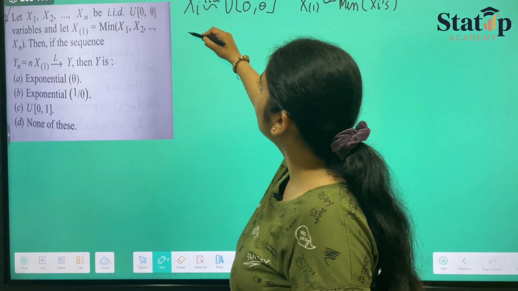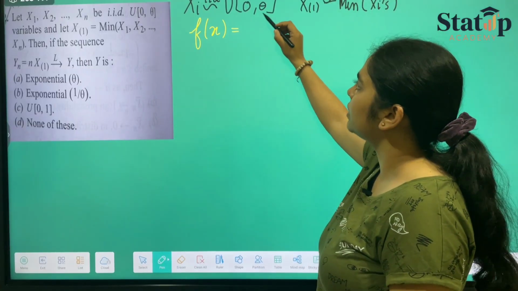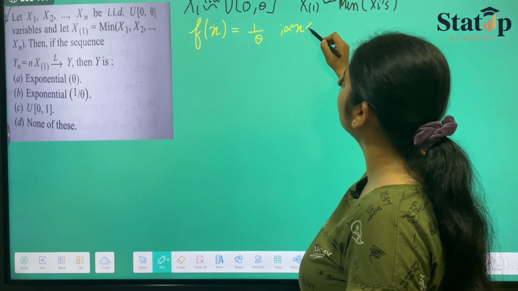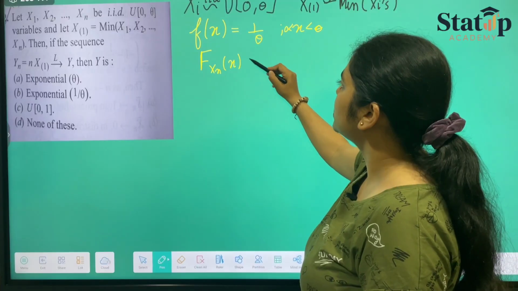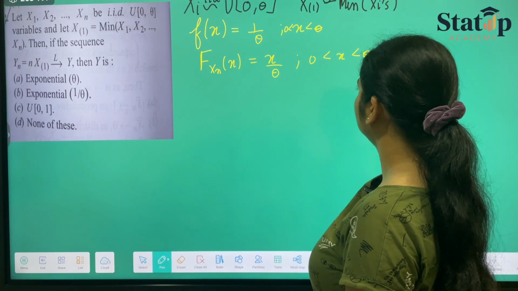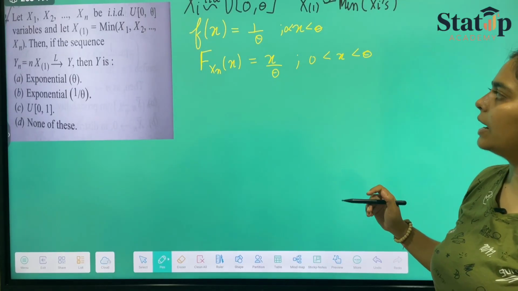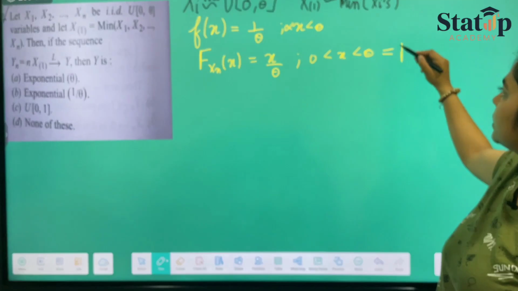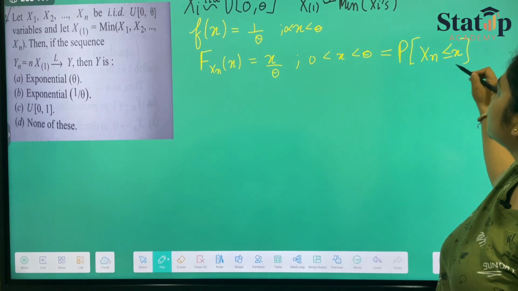Now from here we can say that the probability density function of x is 1 upon theta for all x between 0 and theta, and the distribution function of x is x upon theta for all x between 0 and theta. Now they have asked us about X1, which is the minimum of all the Xi's, but this is the probability that Xn is less than or equal to x, which is the maximum.